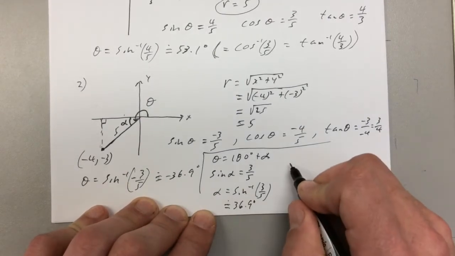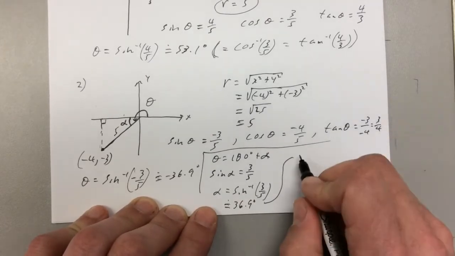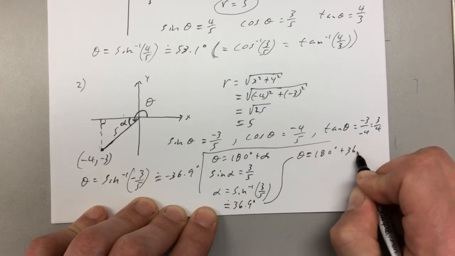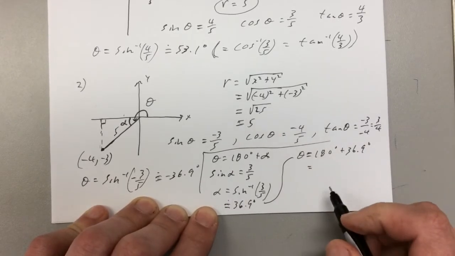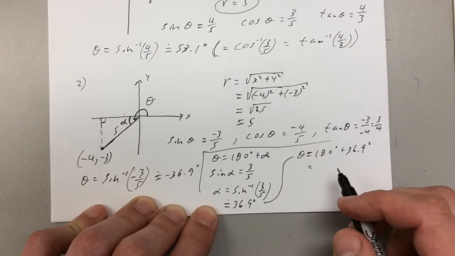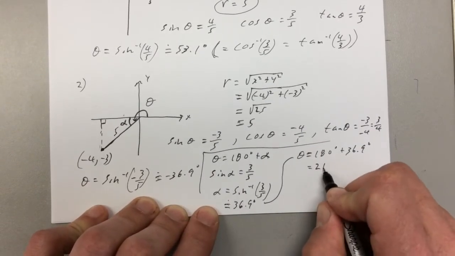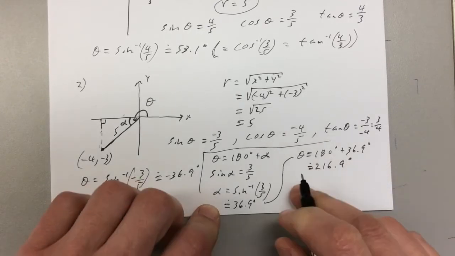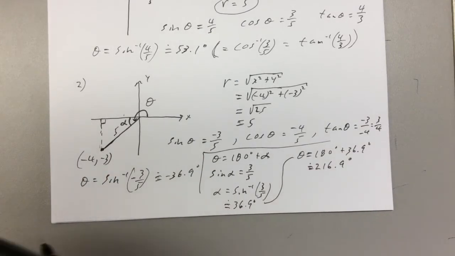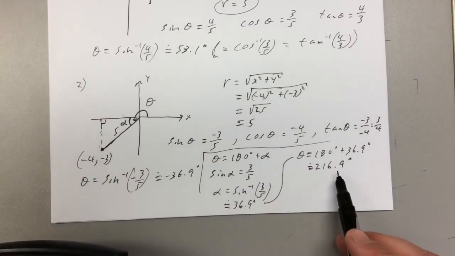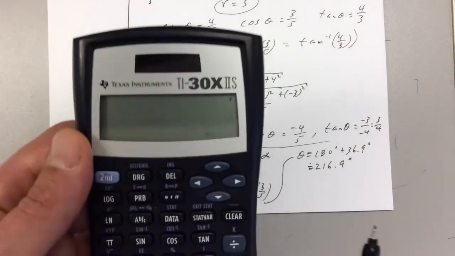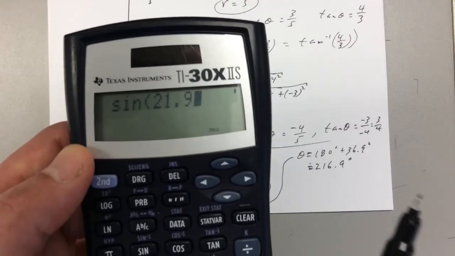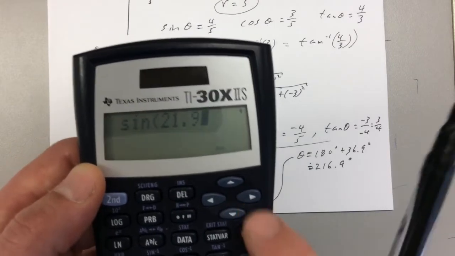Okay. So that would then make theta equal to 180 plus 36.9. Okay. And that adds to 216.9. Okay. And we can check this. So on the calculator, you could take the sine of 216.9 degrees and see what it gives you. So sine 216.9, oh, it didn't go in properly.